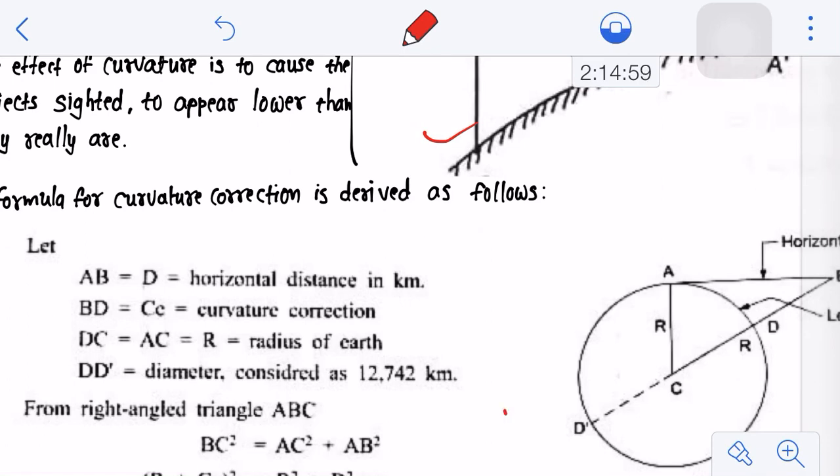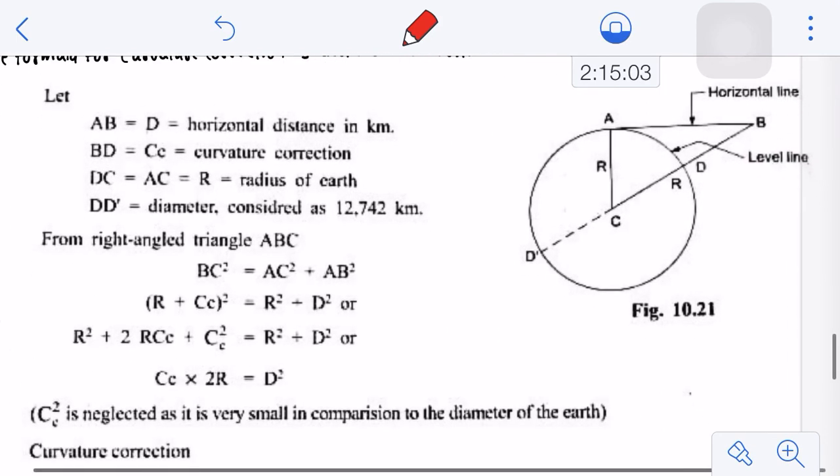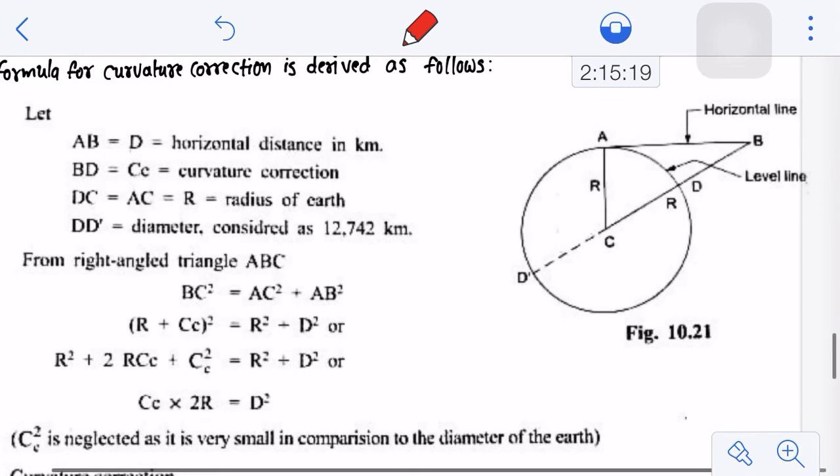A very small derivation gives the formula for calculating the curvature correction. Let's consider this is the earth, and C is the center of the earth. R indicates the radius, D and D dash is the diameter, and your horizontal line is AB, connecting A and B, and your level line is AD, which is parallel to the spheroidal surface of the earth. From the right angle triangle ABC, BC square equals AC square plus AB square.